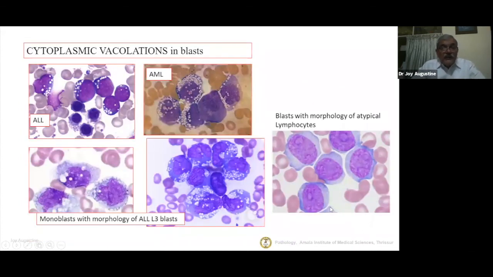Now cytoplasmic vacuolation in blast cells can be seen in all types of blast cells. And this is very important, because you can't attribute the vacuolation and say it is this or that. It can occur in all types of blast cells. Monoblasts, acute lymphatic leukemia, conventional AML, AML M1, M2, and acute lymphatic leukemia.